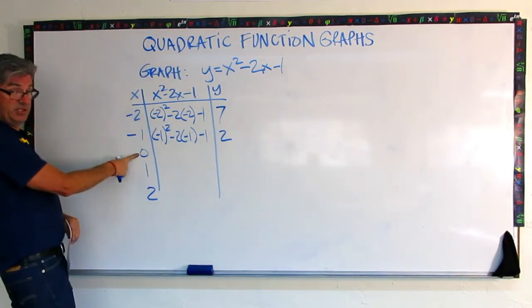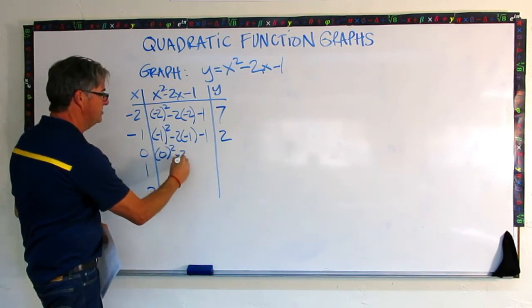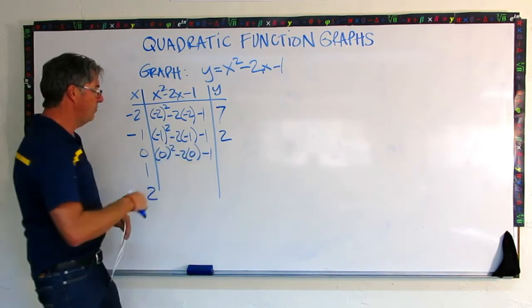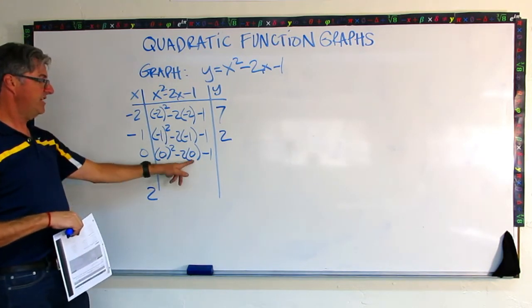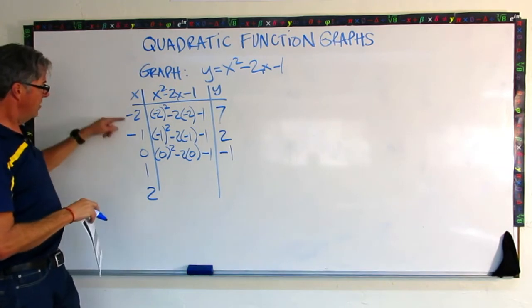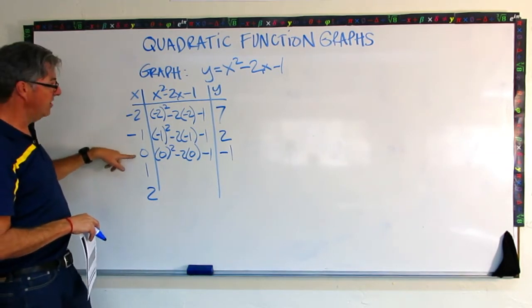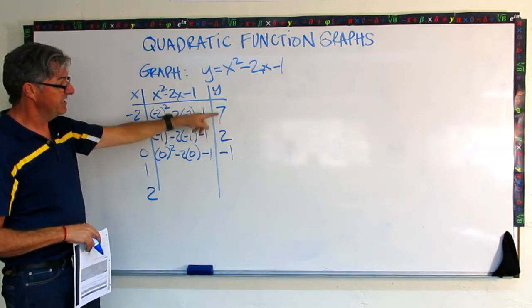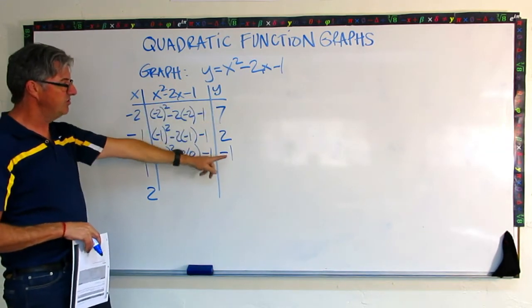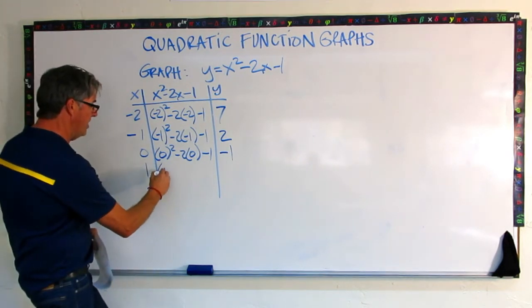Now 0 is usually a pretty easy one because we have 0 squared minus 2 times 0 minus 1. That's 0. That's 0. So this ends up just being minus 1. Now notice how we're increasing on this side, going from negative 2 to negative 1 to 0. On this side, we're decreasing. We're up at 7, now we're at 2, now we're at negative 1. Interesting.